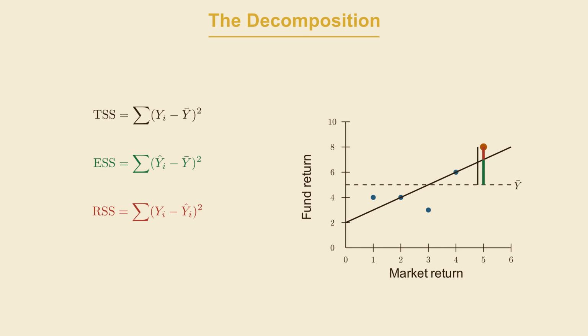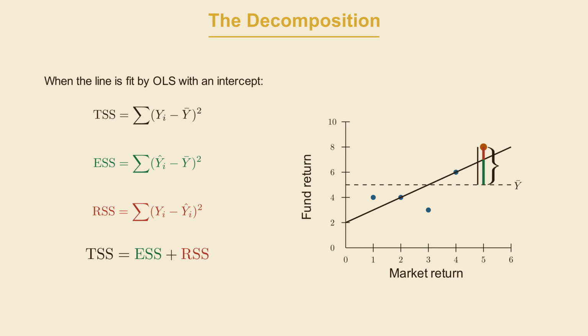Here's the part that makes all this work. When the line is fit by OLS and includes an intercept, those last two pieces add up to exactly the first. The total sum of squares equals the explained sum of squares plus the residual sum of squares. So the total variation splits cleanly into the part that the line explains and the part that it doesn't.